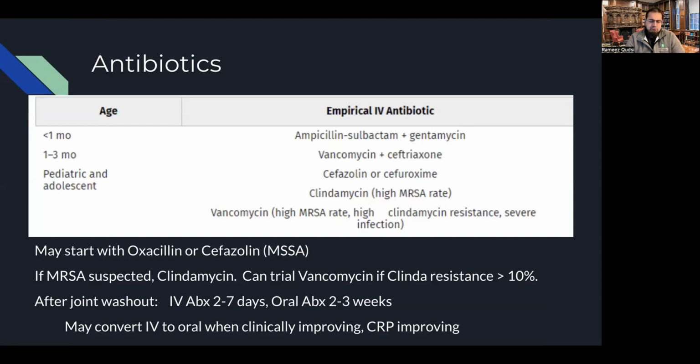So empirically, if you're in a region where Staph aureus is the most common, which is most places, I believe, you can certainly start with oxacillin or cefazolin. If you're in an environment where MRSA is higher, or the patient in front of you may have had multiple infections in the past, multiple hospitalizations, things like that, then can try clindamycin. Vancomycin is available and certainly a good adjunct if there's clinda resistance, either known in the patient or in the region to be greater than 10%.